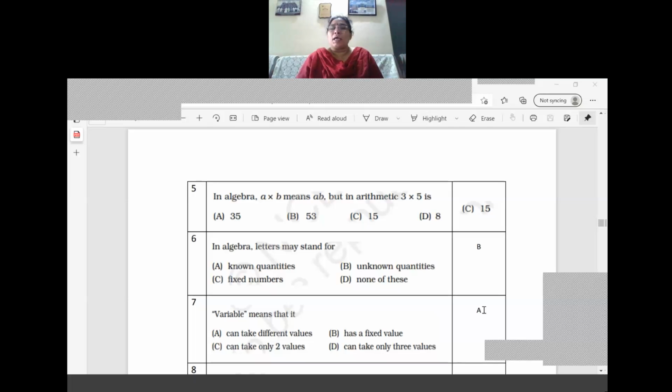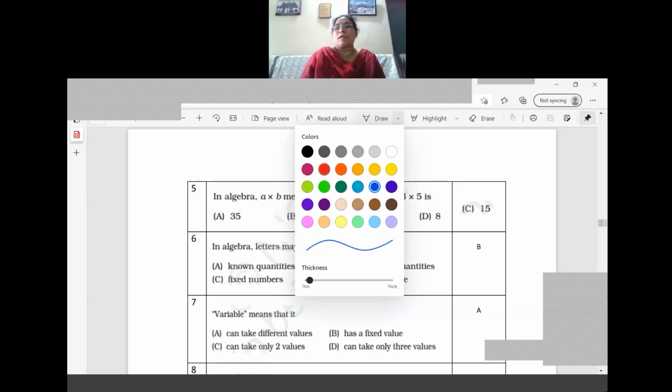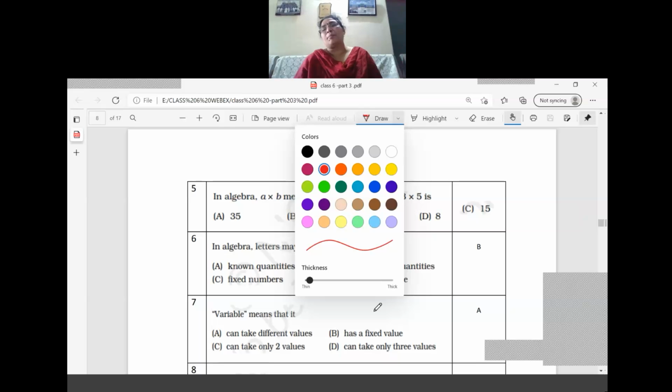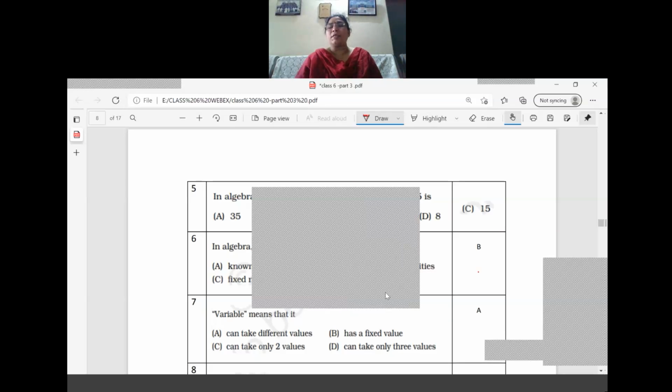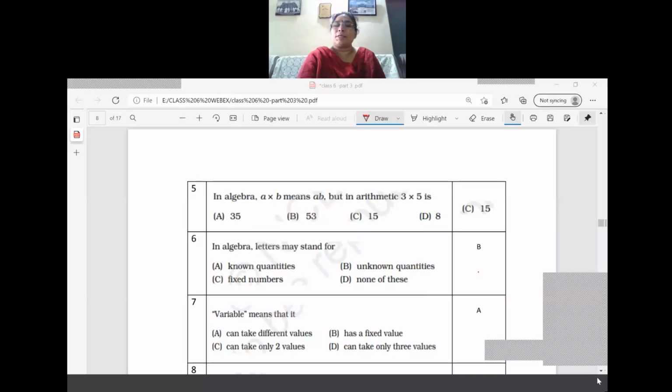So in algebra, a into b means ab, that is the product form, or multiplication form, we will write. But in arithmetic, what is the meaning of 3 into 5? That is the question. Arithmetic means our numerical questions only, where we are dealing with operations only, numbers will come in arithmetic. So 3 into 5, what is the answer? 3 into 5, it is 15 only, right? So it is equal to 15. So that means C is the option. I gave the correct option here.